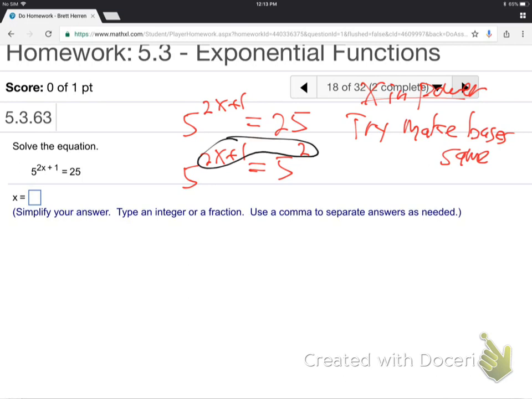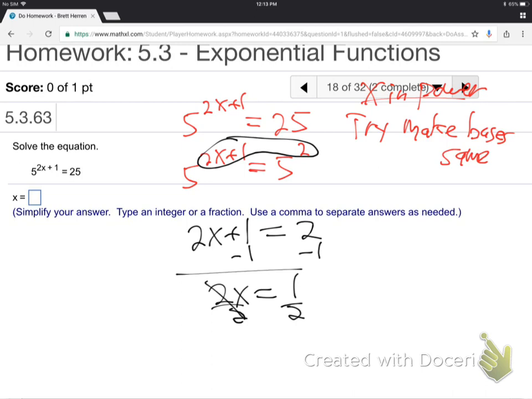These powers now must be equal. You with me? Everybody good there? So those powers must be equal. So what do we do? And then you just solve it. Check 1, so 2x is 1, divide by 2. X is a half.